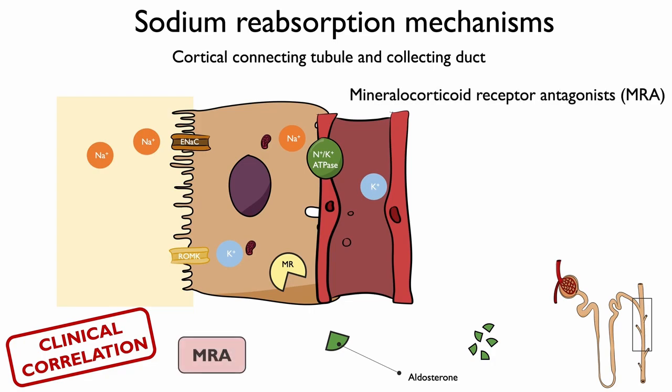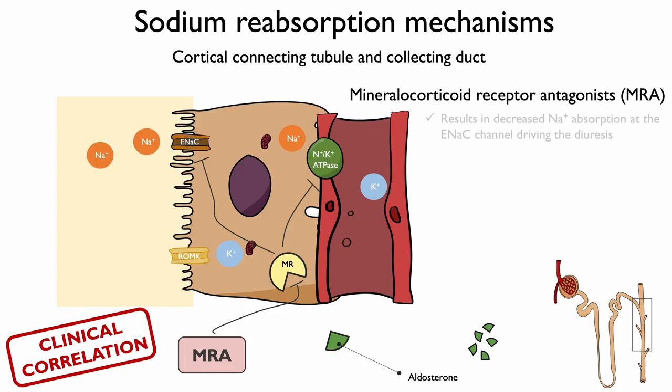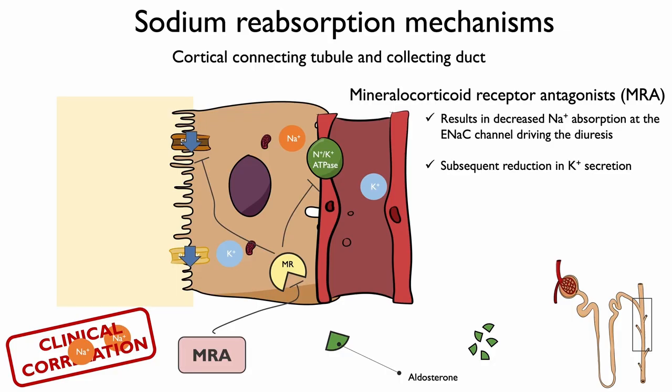Mineralocorticoid receptor antagonists, also known as MRAs, are potassium-sparing diuretics that block the activity of aldosterone at the mineralocorticoid receptor. Downregulating the sodium-potassium ATPase and ENaC channels impairs sodium reabsorption. A side effect is hyperkalemia as a result of the reduction of potassium excretion. Examples of MRAs include spironolactone, eplerenone, and finerenone.